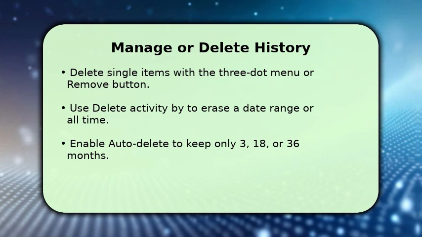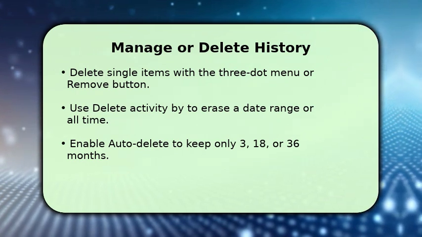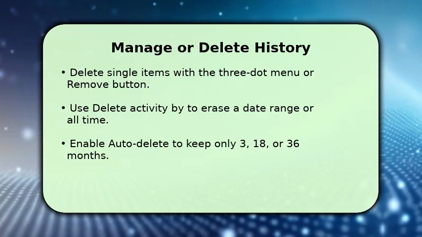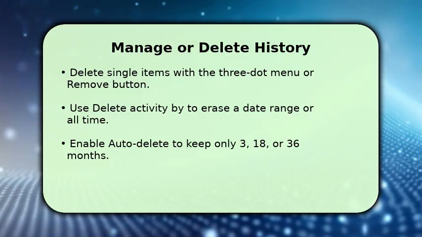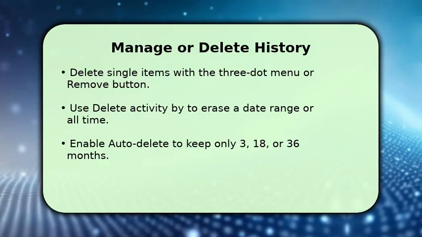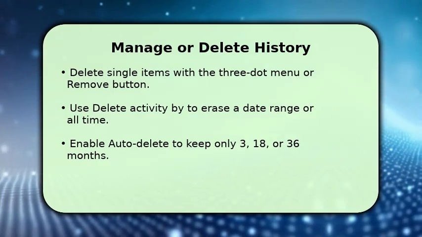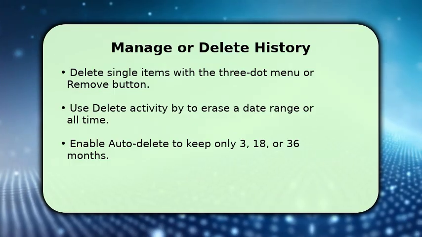For bulk actions, choose Delete Activity by and pick a date range or all time to clear everything. If you want ongoing control, enable Auto Delete and set 3, 18, or 36 months. That keeps history manageable without manual effort.